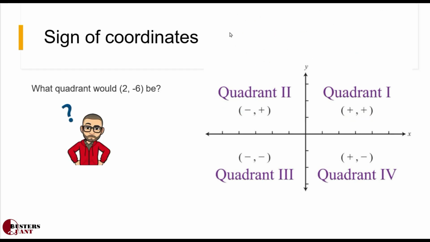Now, which quadrant would the point 2 comma minus 6 be in? Here x is positive, so it must be towards the right of the origin, right? y is negative, so it should be below the origin. So hence the answer is the fourth quadrant.